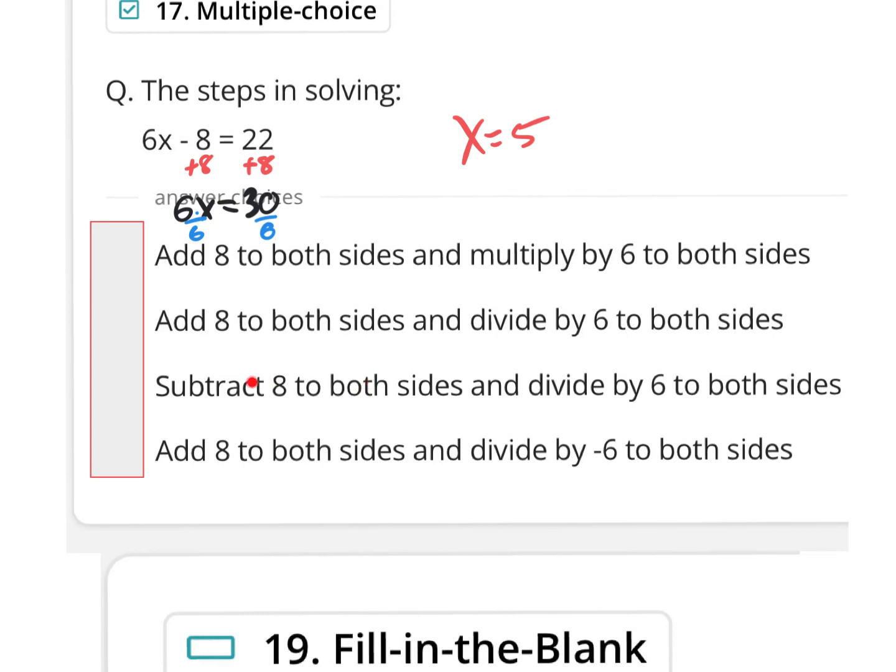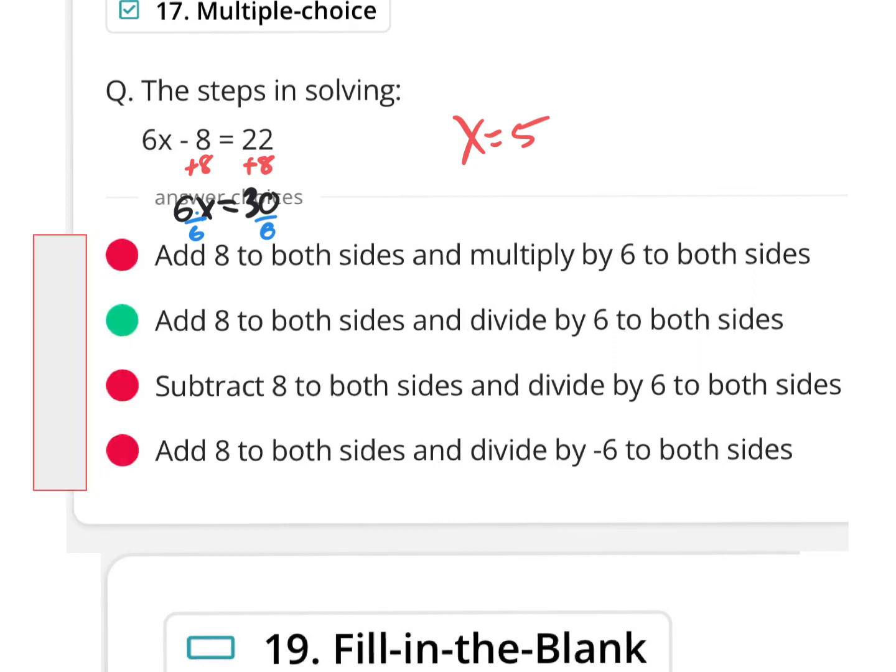So it can't be this third one. It's one of the first two or the last one. And then secondly, we divided by 6. So add 8 to both sides and multiply by 6? Nope. Add 8 to both sides and divide by 6 on both sides. Yep, that's the right answer. If we check, that second one has the green dot. That's the correct answer right there.